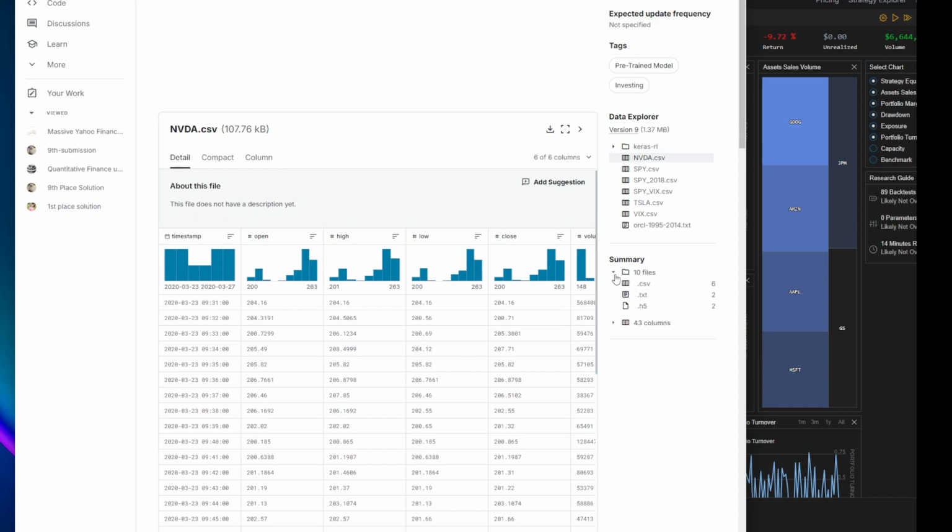10 files. Oh, it's got a .h5, so he must have done some machine learning on it. Oh yeah, it's a pre-trained model. It doesn't tell you much about it though.